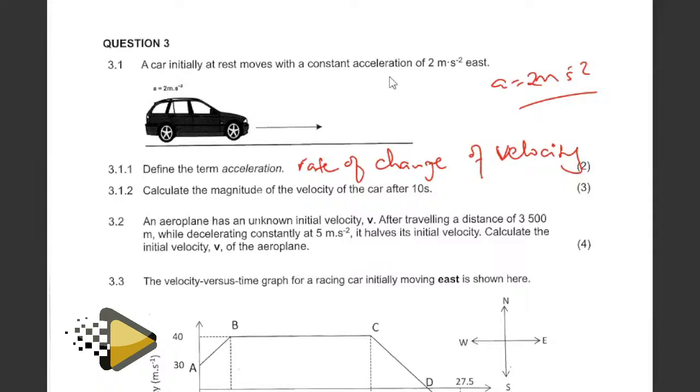Then they want us to calculate the magnitude of the velocity after 10 seconds. So we can use Vf is equal to Vi plus a delta t. So we need the Vf. Our initial was rest, which means it's 0, plus the acceleration is 2, the time is 10. So that's going to be 20 meters per second.